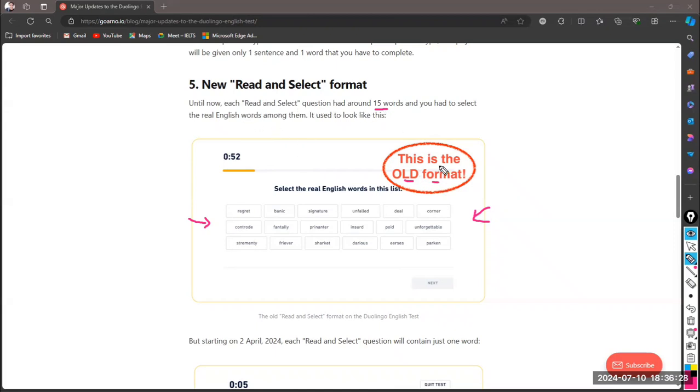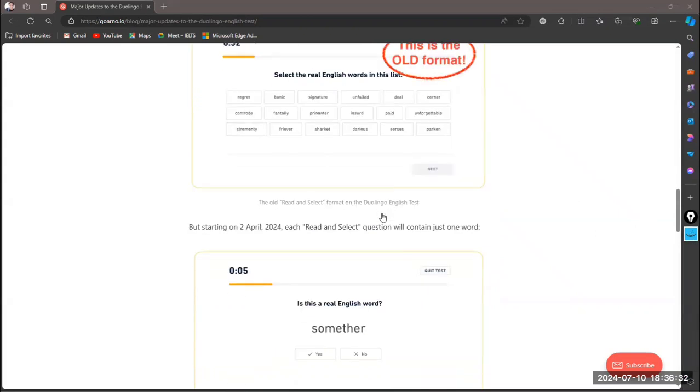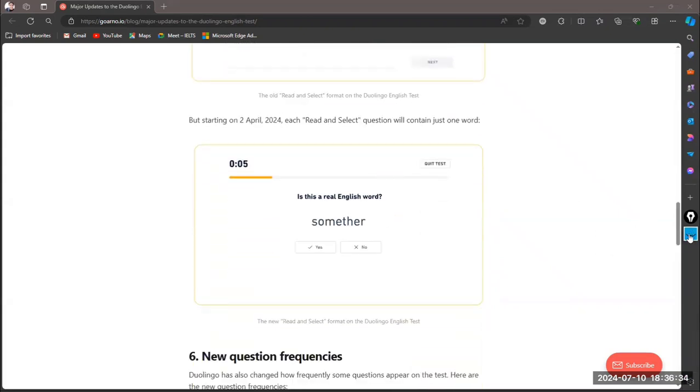So this one is taking off the test. Yeah, exactly. And this form is replaced with this one. So the new form is read and select. Okay, so it's replaced by this module, by this module. Exactly.